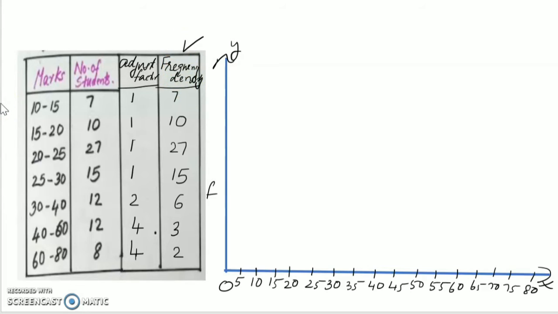So till 27 we have to get in frequency. So the class interval we are taking as 5, 10, 15, 20, 25, 30. Till 30 I am marking, and the first one 10 to 15. So from here, from 10 we have to mark. Here in the x-axis this is 10. So from 10 to 15, the first point we have to mark.